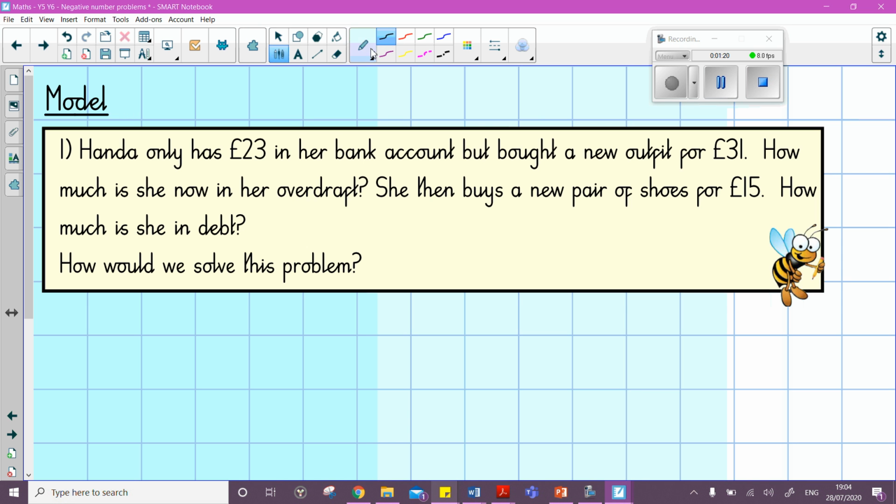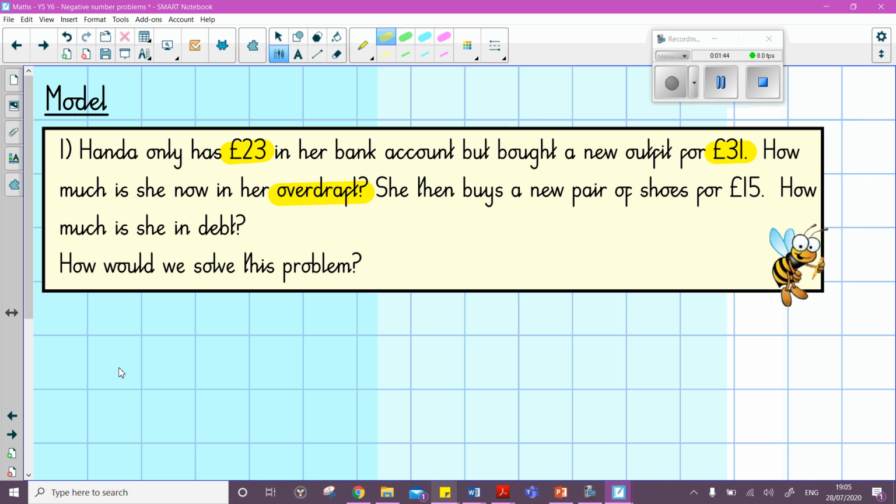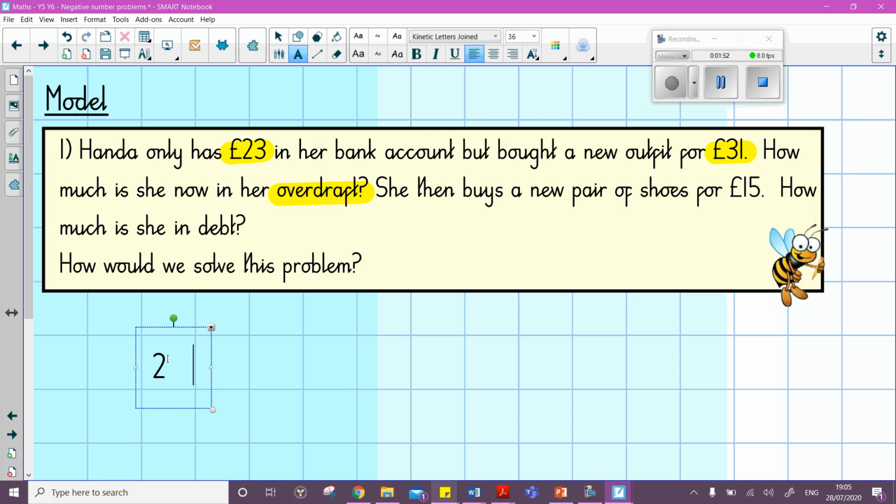Well, the first thing that I would do is I'd be highlighting my important information. So she only has £23 in her bank account, but she bought a new outfit for £31. How much is she now in her overdraft? Well, that tells me that she's going to have a negative amount of money in her bank, because your overdraft is when you go below zero. So the first number sentence that I will use will include these two numbers. So she has £23 and she's spending, so we are subtracting £31.